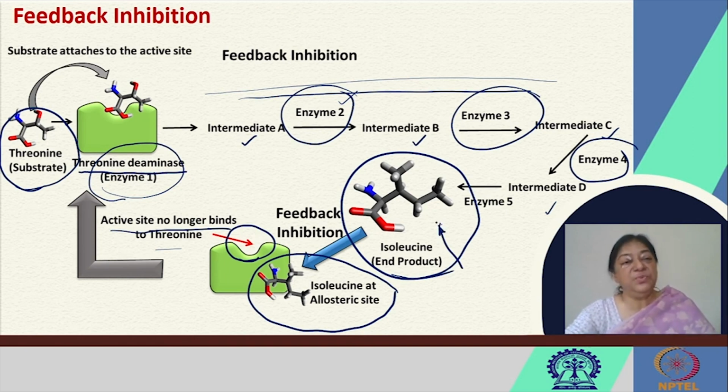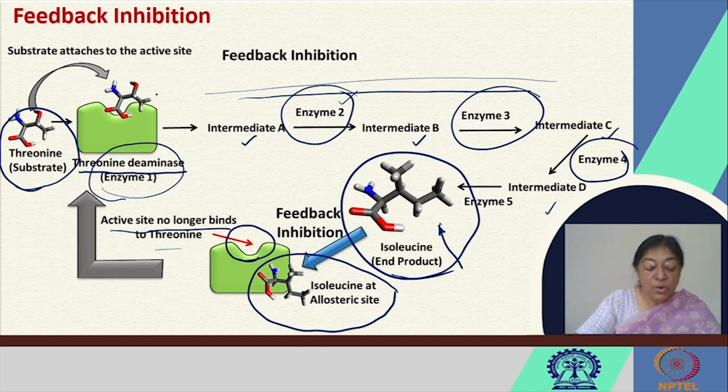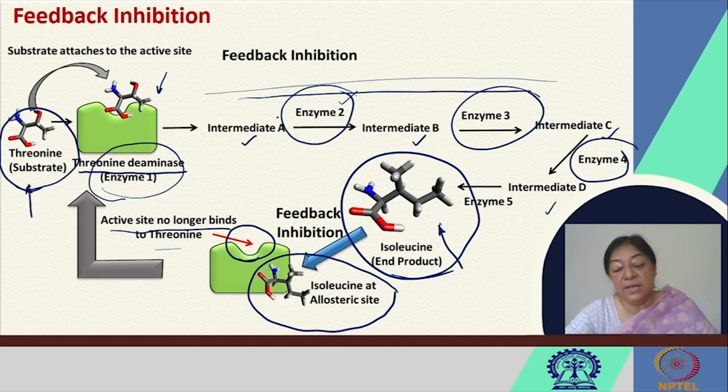It is a beautiful way to control, to balance the formation of products, and very smartly it goes to the first enzyme in the series. So threonine may be used elsewhere, and we do not have these intermediates in the middle, and enzyme 2, enzyme 3, enzyme 4 or 5 are not inhibited.